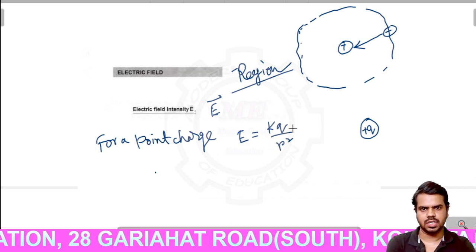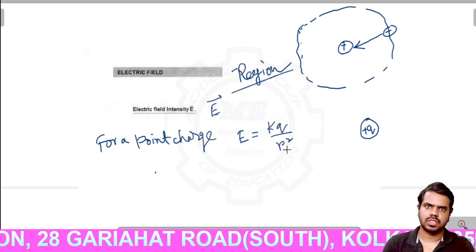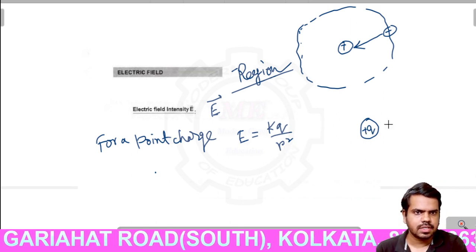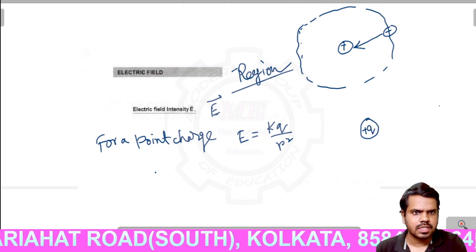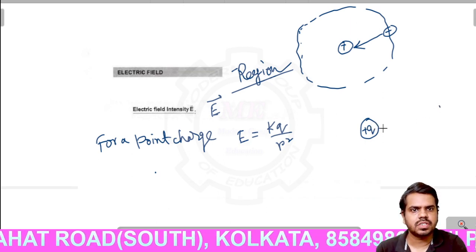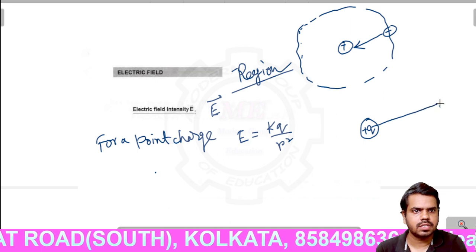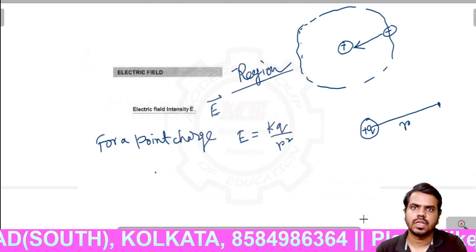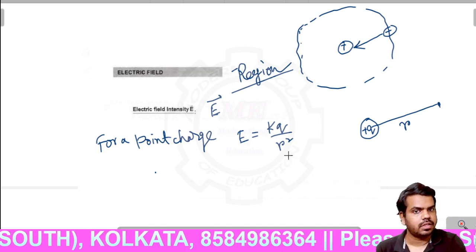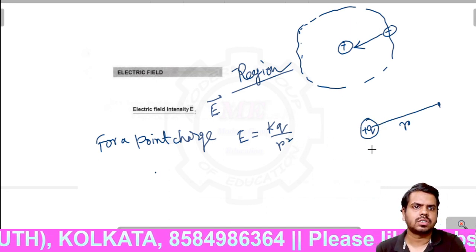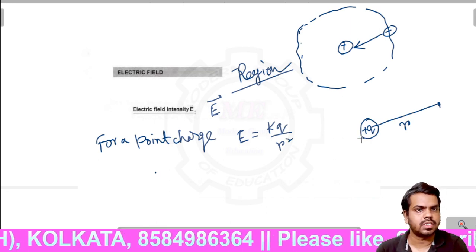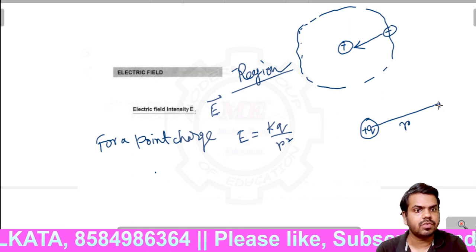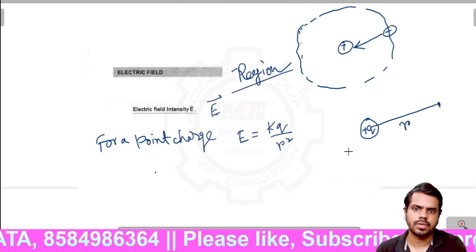Q is the value of charge and r is the radius of the charge. Actually, it is not the radius. It is the distance from the charge where the electric field intensity will be measured. The r is not actually the radius of the charge. It's the distance from where a third charge, the electric field intensity, will be measured from this charge. Okay, clear?